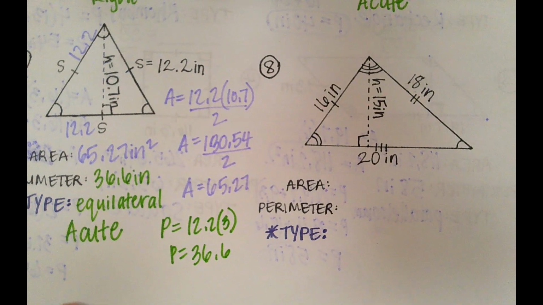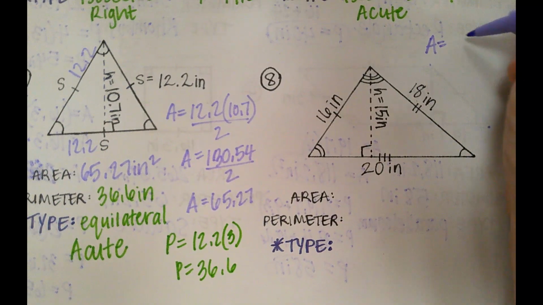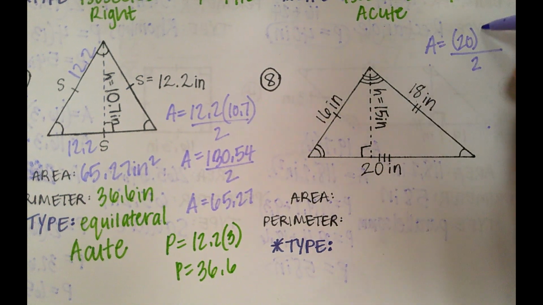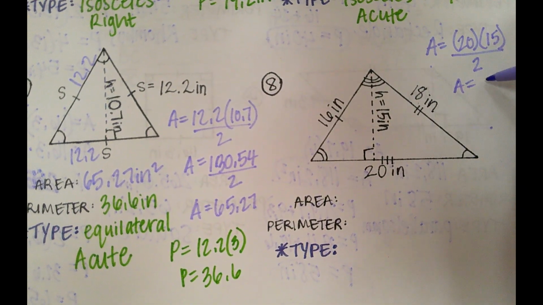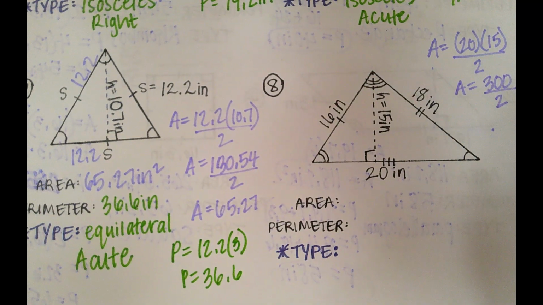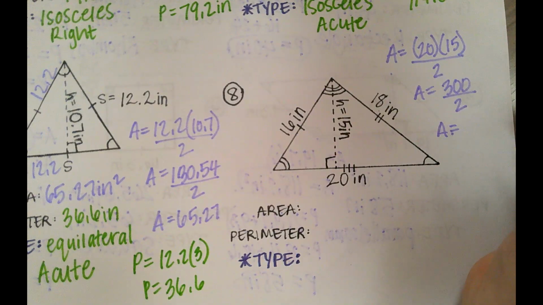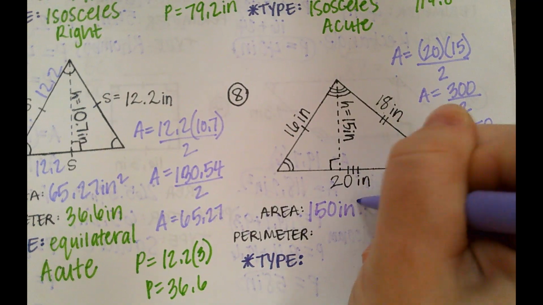Okay, last one of the triangles. Number 8. How will I find my area? Good. 20 is my base times my height is 15. Divide by 2, which is 300 divided by 2, which is 150 inches squared. Perfect.